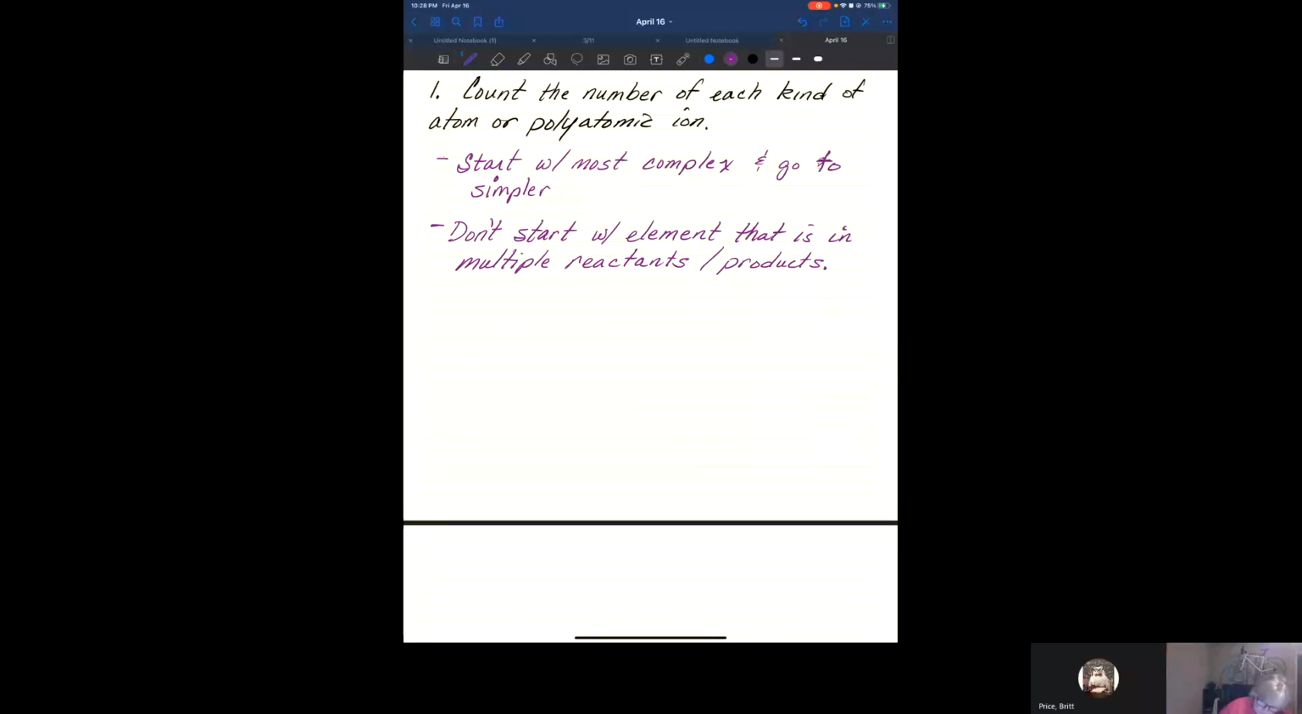And then the last one is sometimes you'll find yourself with fractions, or your mind just works to have multiples. We want our coefficients to be in the smallest whole number ratios.